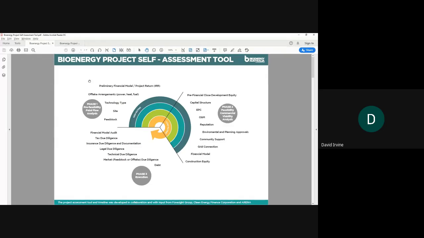In terms of stage 2, subject to going through phase 1 and deeming it to be feasible in terms of the early stage fatal flaws analysis, then we get into a bit more detail around some of the other key project components. So as you can see there, capital structure, so how much debt or equity is going to be in the project; EPC and O&M, so construction and operations, who's the counterparty, are they sophisticated, have they done it previously, etc. Reputation of the key counterparties that are involved.